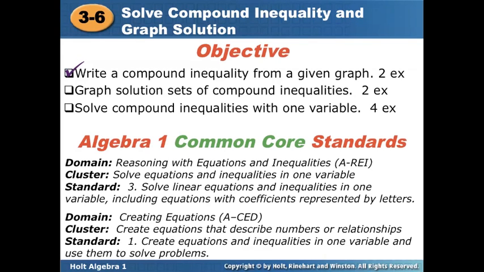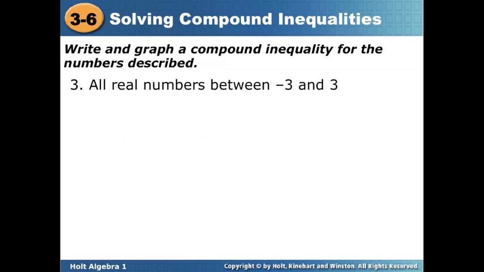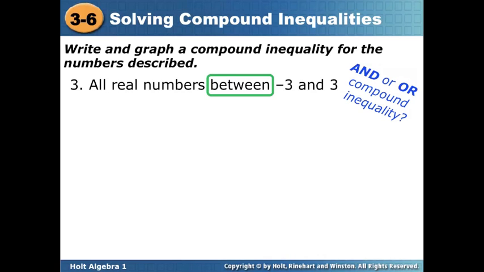So now we are going to graph solution sets of compound inequalities. For example number 3, copy the problem to your notebook paper. We're going to write and graph a compound inequality for the numbers described. So we have all real numbers between -3 and 3. Because we want to be between -3 and 3, this will be an and compound inequality. Think about the graphs. An and compound inequality shades to the inside. An or would shade to the outside.